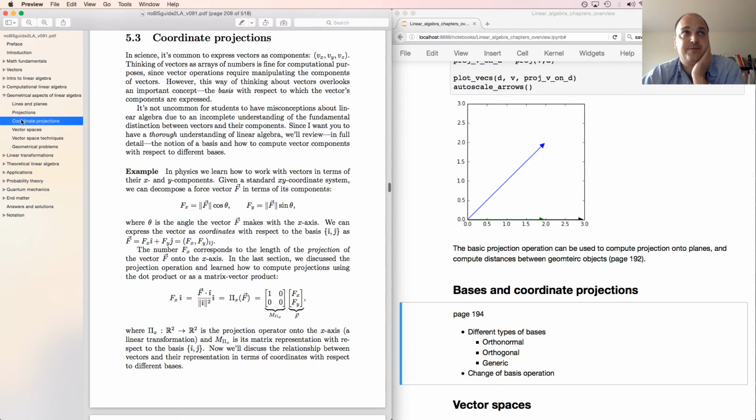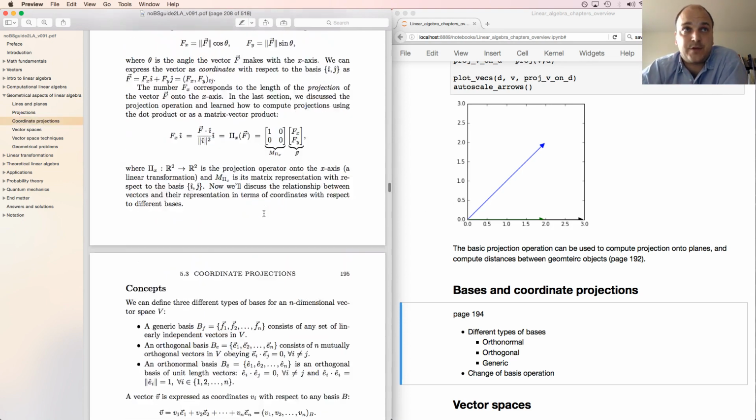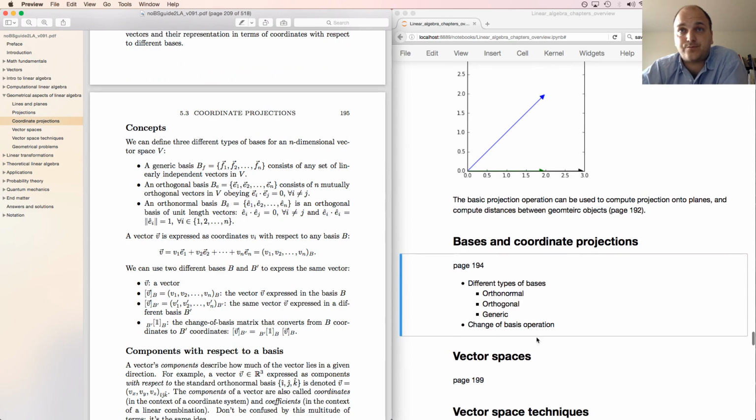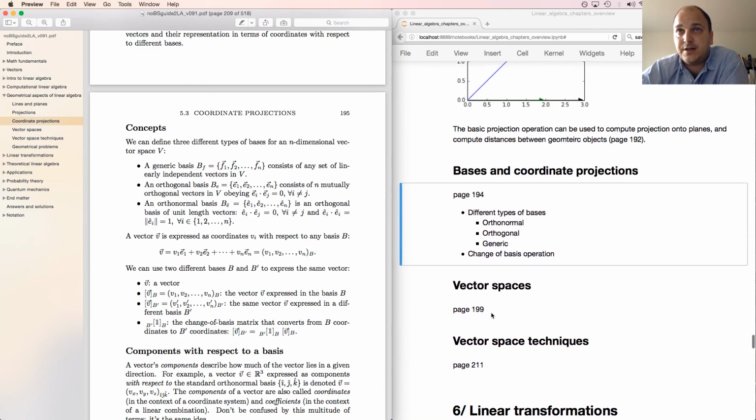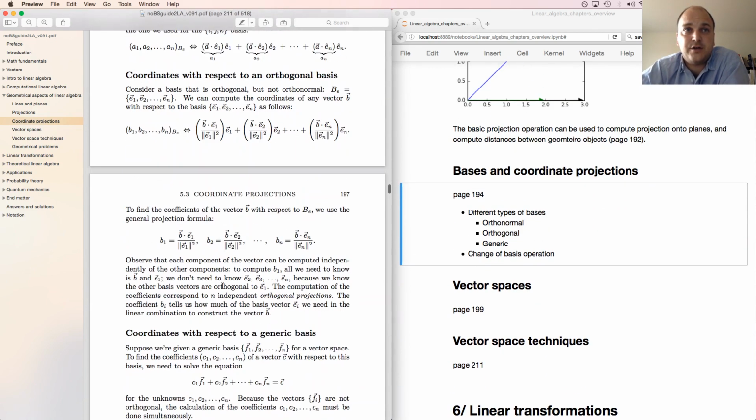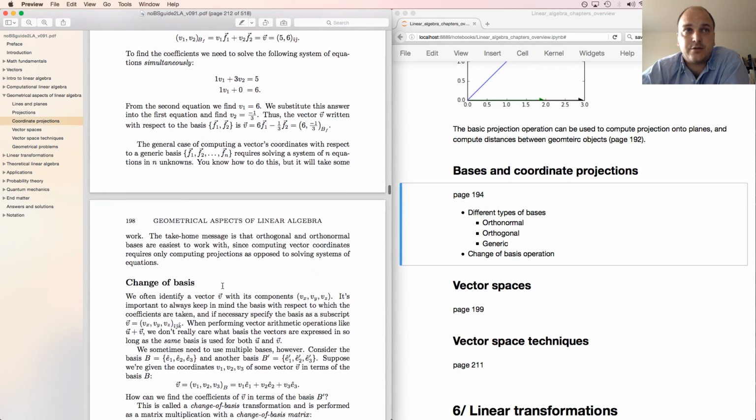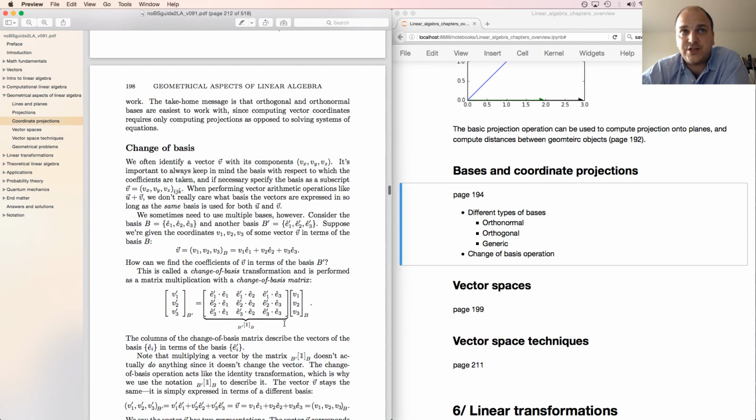Also in chapter 5 are coordinate projections. How we talked about basis earlier? Now we're going to talk about it in a lot more detail. What is a basis, the different types of bases, and how do you do the change of basis? These are important details. This is how you change a basis transformation, when you have one vector expressed with respect to basis B, and you find its coefficients with respect to another basis.